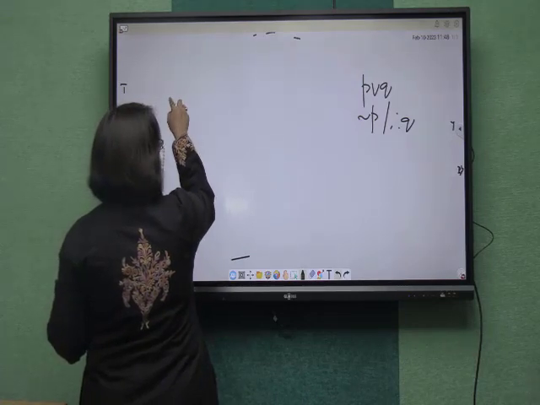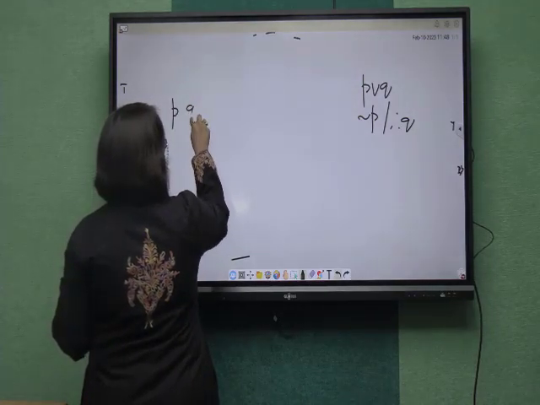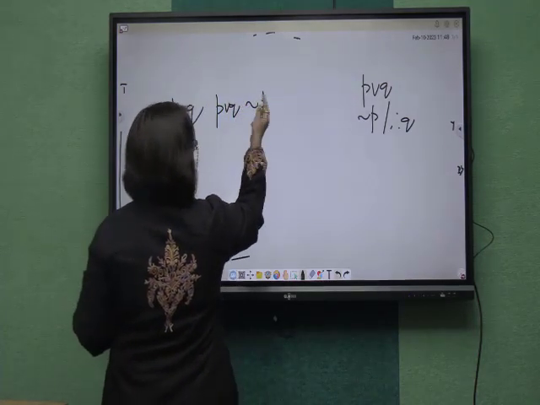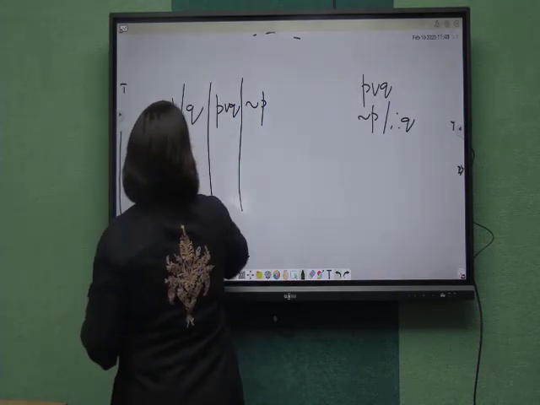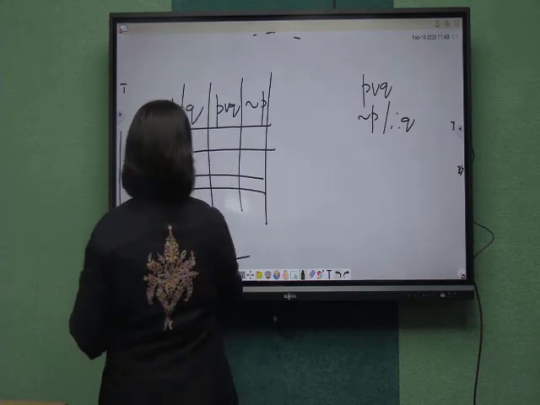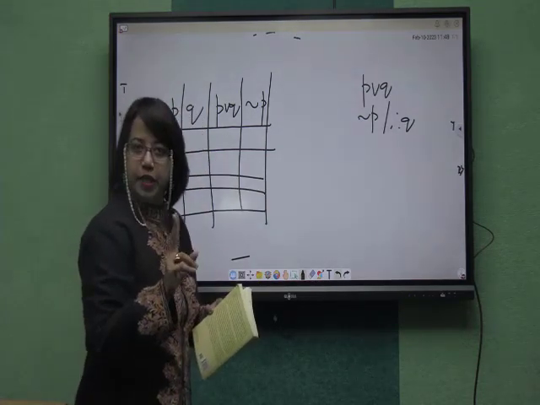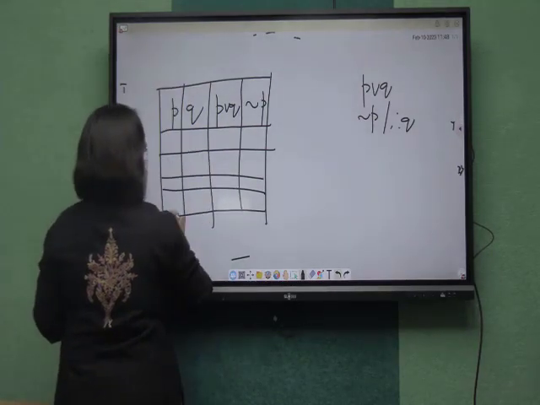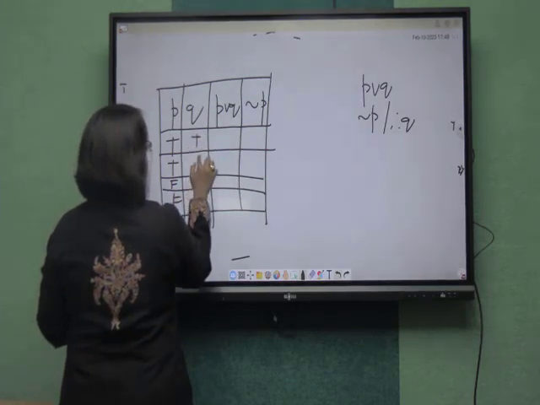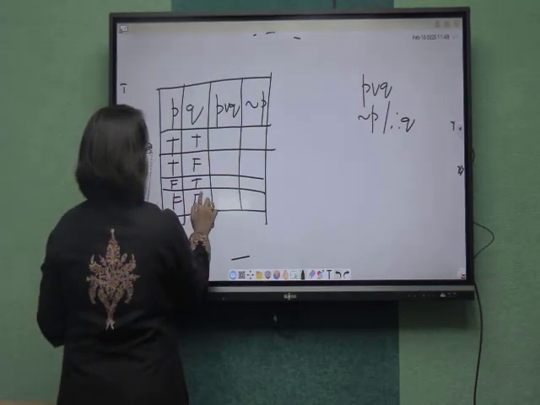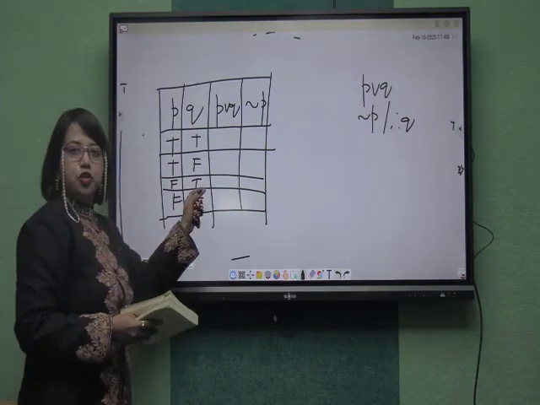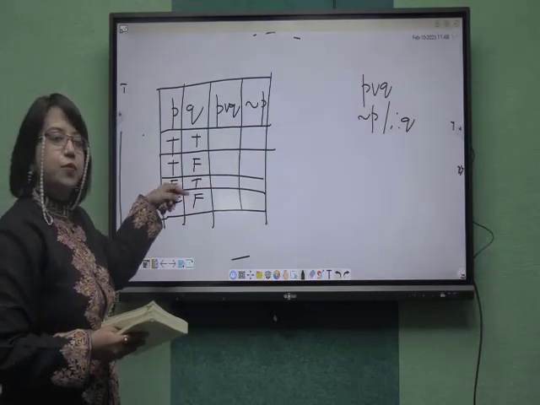Now let's try to work this out. So we have P, Q, P wedge Q, negation P. How many variables do we have? We have two variables, P and Q. So this is going to be true, true, false, false, true, false, true, false, just like the way we did it previously. The first column is 50% filled up by T and F. The second column has 50% of the number of T's and F's which you have in the first column.